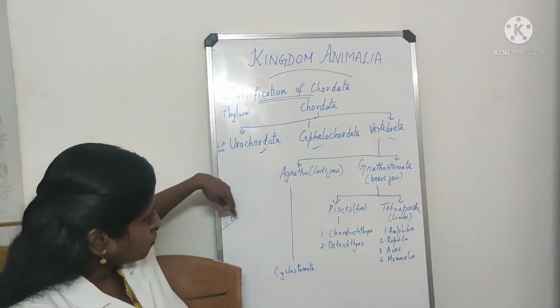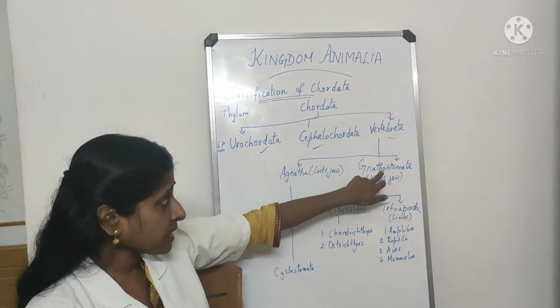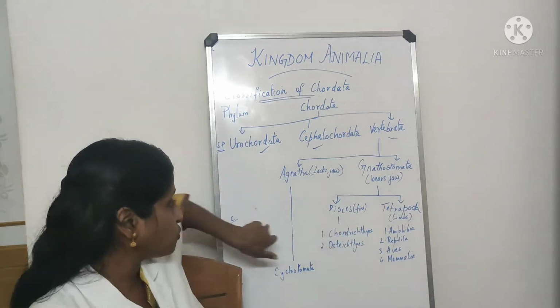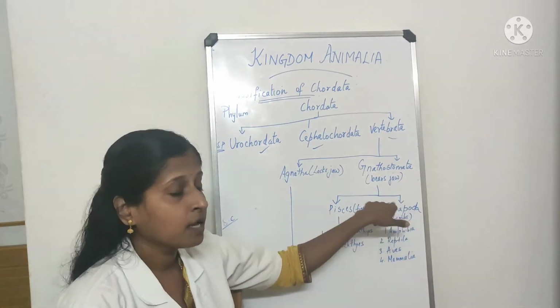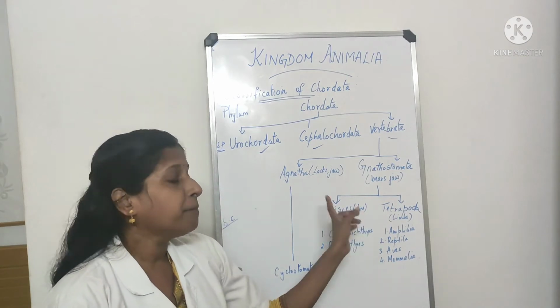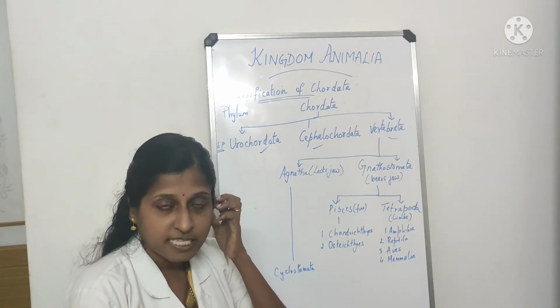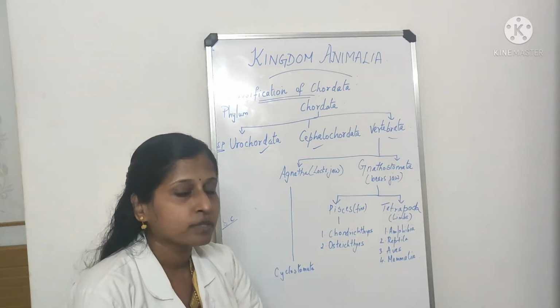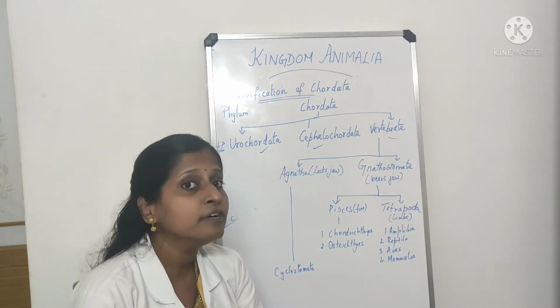Next is your superclass. Gnathostomata has jaws and can be categorized into two superclasses. What are they? One is Pisces and the second one is Tetrapoda. Pisces, you know, is fish, isn't it? They have fins. And Tetrapoda, they have limbs. What do they have? They have limbs.